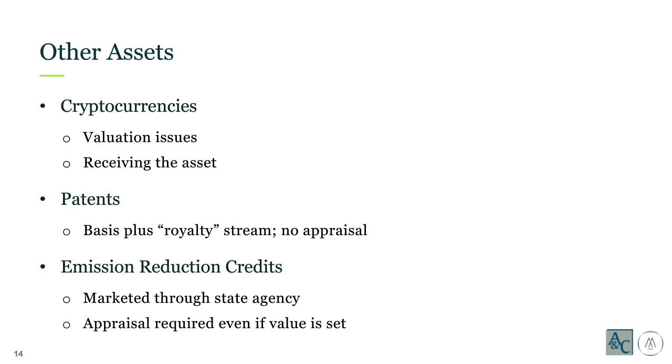The problem is so far that each state is a little different, but the way that the marketplace works can be complicated and difficult for a charity to allocate the resources to understand how the market works and how to monetize those credits. So so far, most of the proffered gifts of these to charities, we've seen the charities basically turn them down just because they weren't clear on how they would go about monetizing.